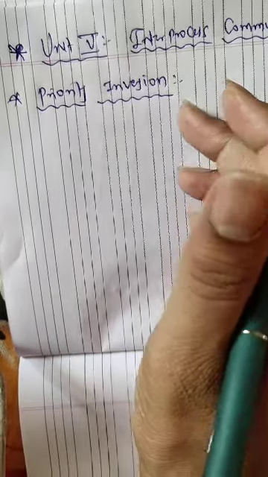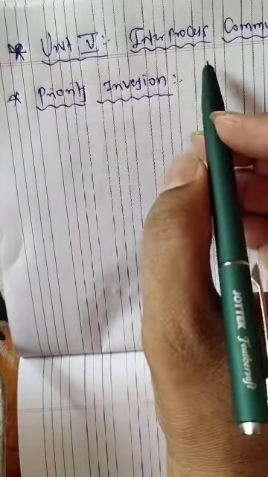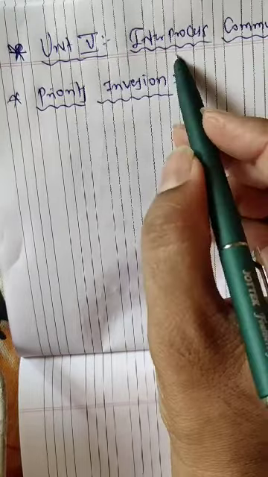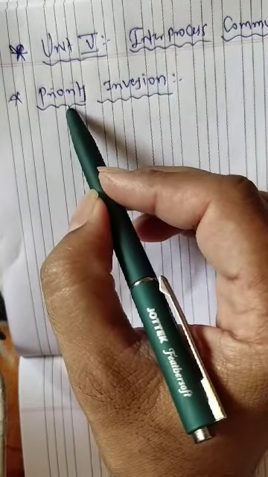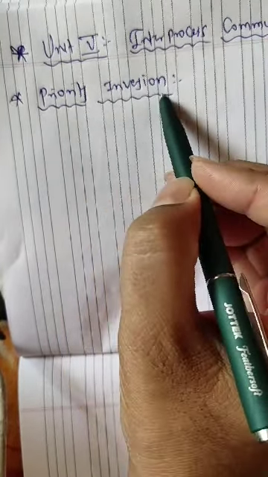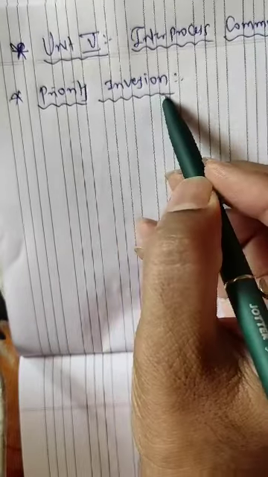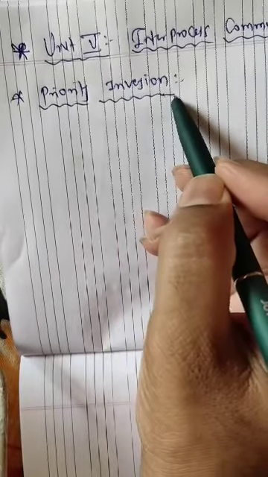Dear student, today we start with our unit number 5, inter-process communication. Under this unit, we will start with a very important concept, that is priority inversion. What is the priority inversion problem and how to solve this problem?